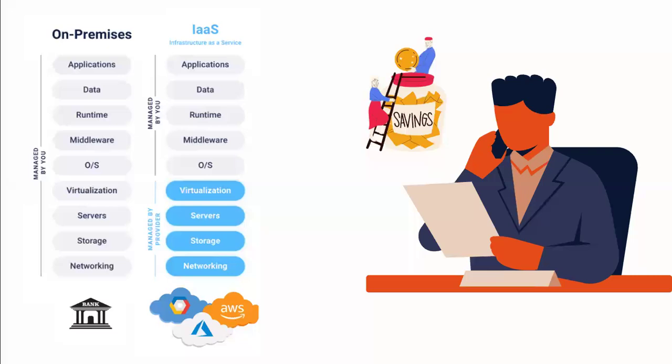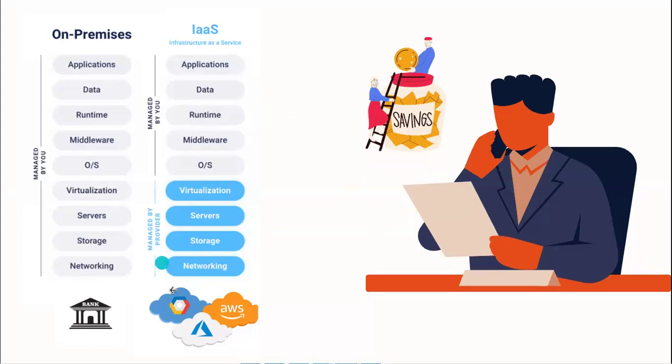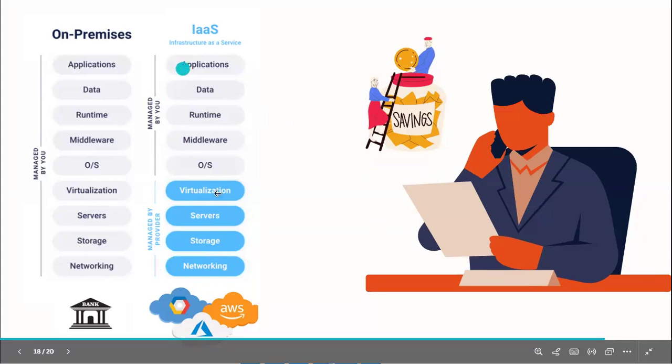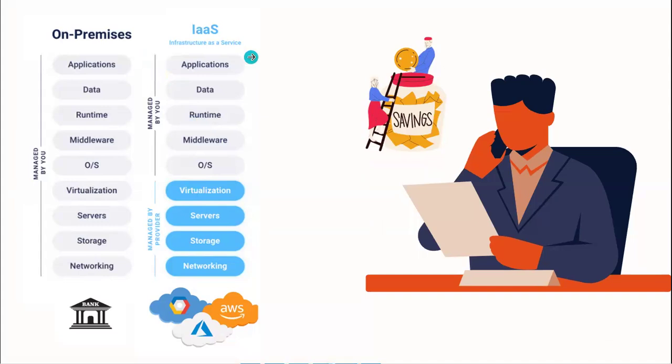This is cost saving, where you don't need to put any amount into the infrastructure. Here, the infrastructure will be managed by these cloud providers. This process we call infrastructure as a service. Infrastructure as a service means that for infrastructure we depend on a third party company.